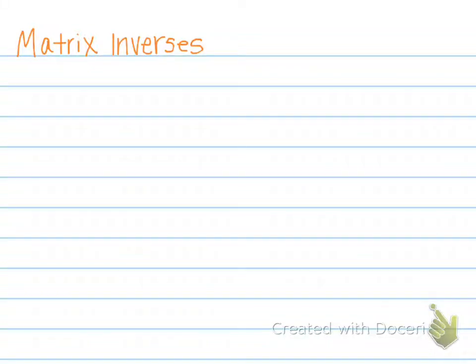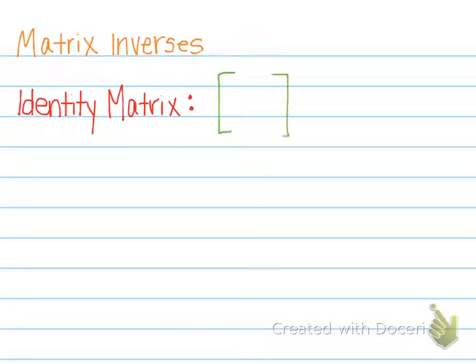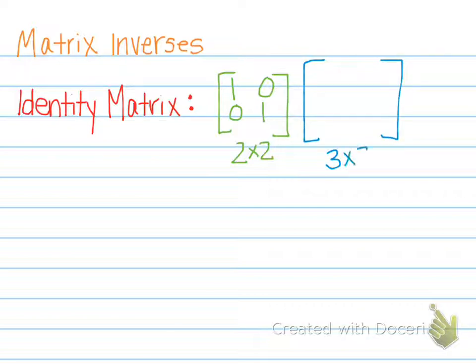Matrix inverses. An important part when dealing with inverses is to know what the identity matrix is. The identity matrix is different depending on the dimension. So, if we had a 2 by 2 matrix, the identity matrix would be 1, 0, 0, 1. If we had a 3 by 3 matrix, the identity would be 1, 0, 0, 0, 1, 0, 0, 0, 1.